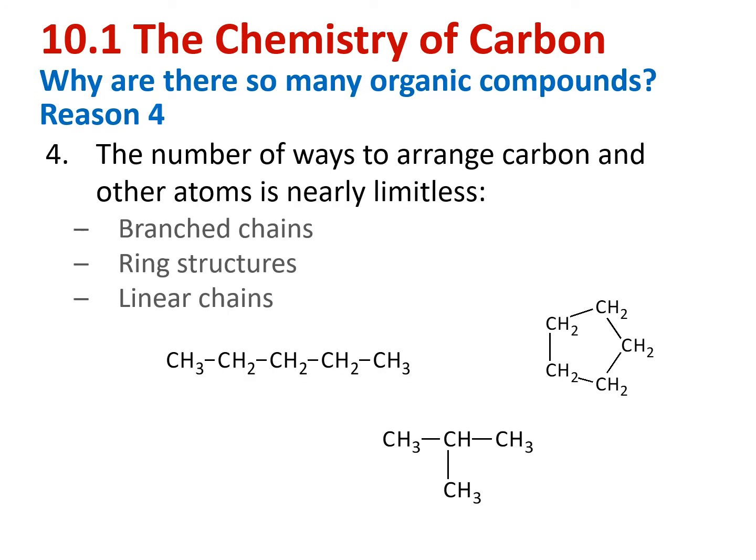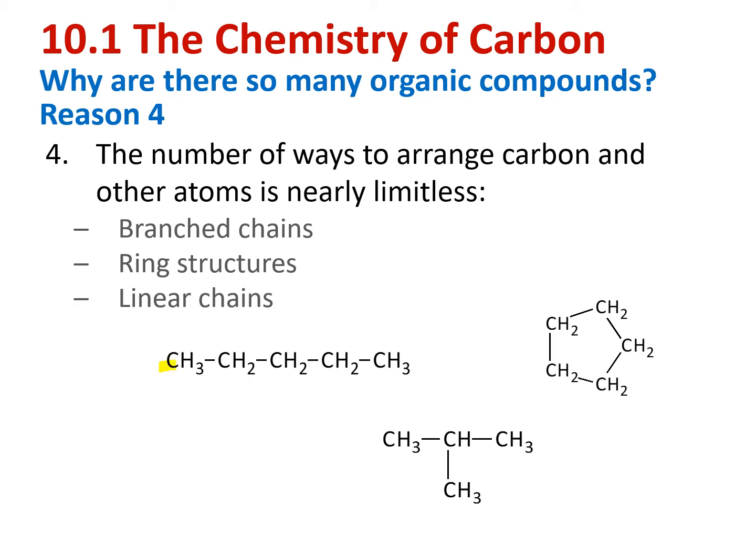Another very important property of carbon, for the reason that it can make so many organic compounds, is that the number of ways by which we can arrange these carbon and other atoms in these different compounds is nearly limitless. Carbon-containing structures can be branched chain, they can be linear structures, or they can be ring structures or cyclic structures.